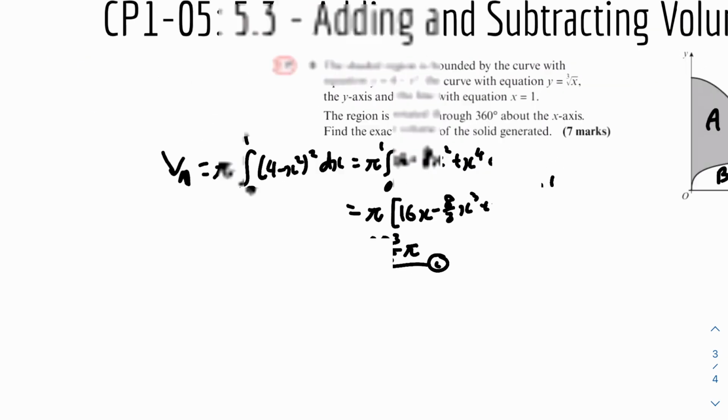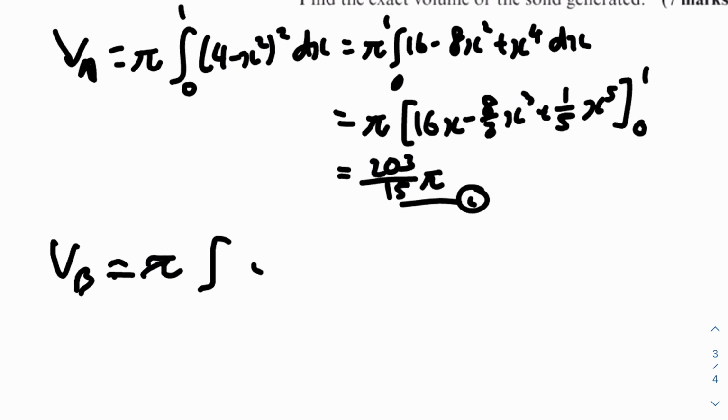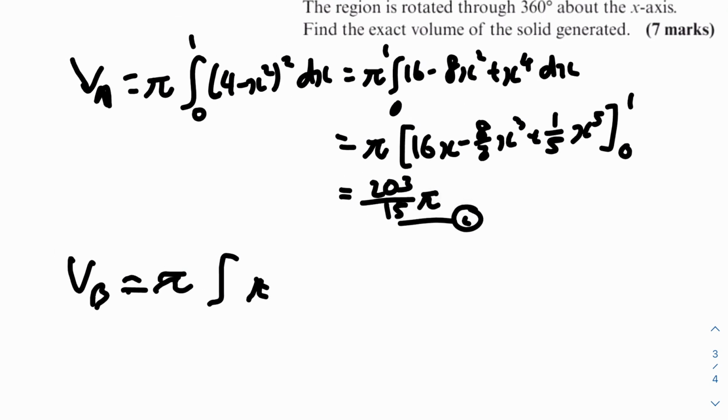So now we have to find volume B, which is the volume under this curve right here. So volume B is equal to pi times the integral of y squared. y in this case is x to the power of a third, so therefore y squared is x to the power of 2 over 3, dx from x equals 0 to x equals 1. Like so.